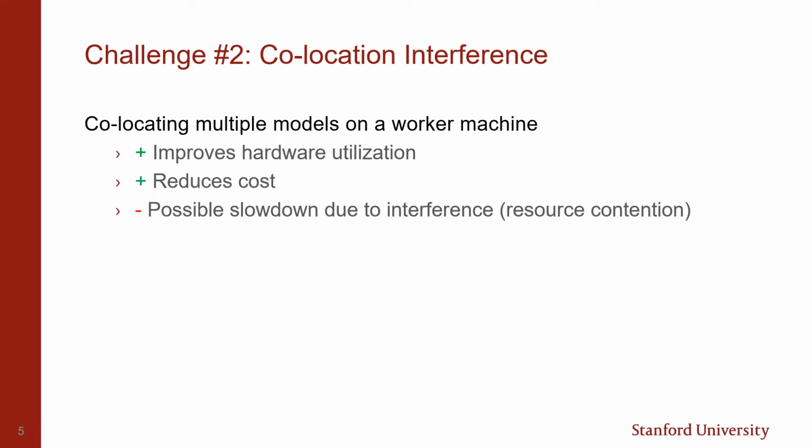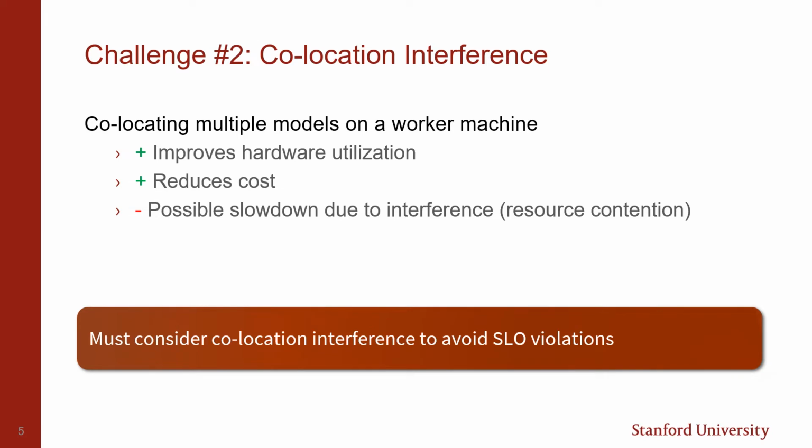Another challenge that inference serving systems face is collocation interference. Collocation is when multiple models are placed on the same worker machine. The reason why we might do this is that it improves hardware utilization, which in turn can reduce cost. However, there's the potential that the inference latency of the models will slow down due to interference from resource contention. Still, inference serving systems must handle situations in which collocation interference can cause slowdown so that they can make decisions that avoid SLO violations.